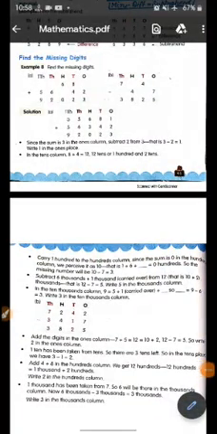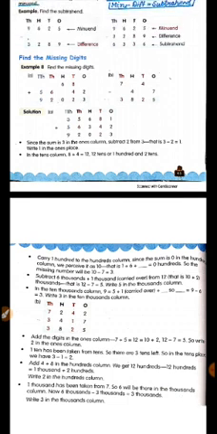So now the next topic is find the missing digits. How will we find the missing digits? We will see how to find the missing digits here, and we will learn how to find it. In the previous lecture, we learned to find the whole number, but here some of the digits are absent, so we will learn how to find them.